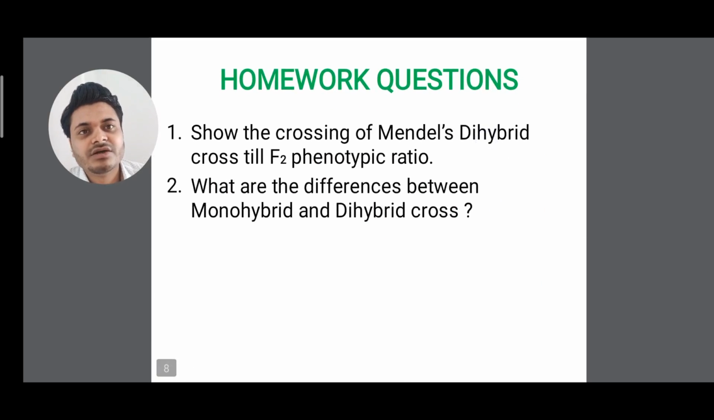So students, these are the homework questions. You will do this after you hear the lecture, and you'll be able to do it. 1. Show the crossing of Mendel's dihybrid cross till the F2 phenotypic ratio. Just now I have explained the F2 phenotypic ratio. The entire dihybrid cross you will draw. You will complete this in your bio classwork copy till the F2 generation. And the next question is, what are the differences between monohybrid cross and dihybrid cross?